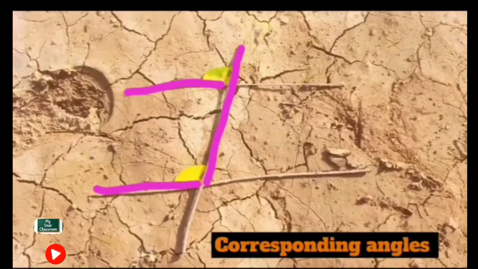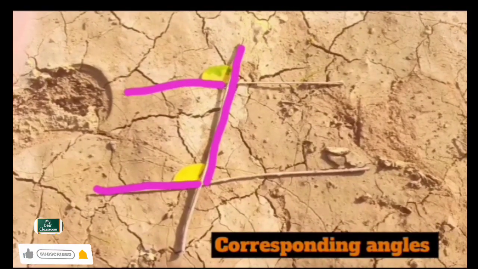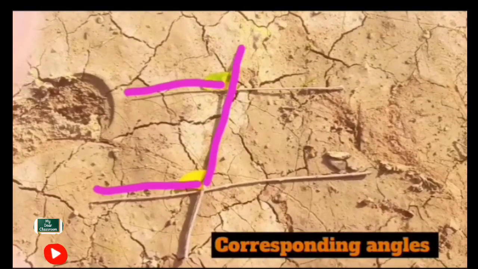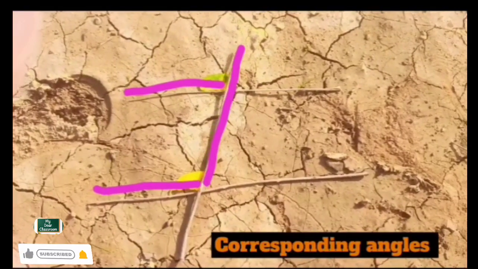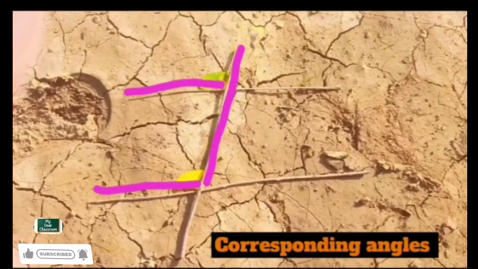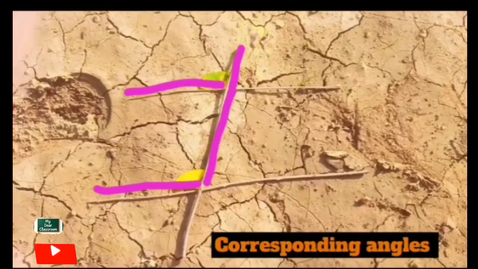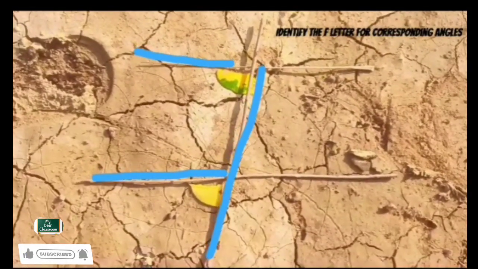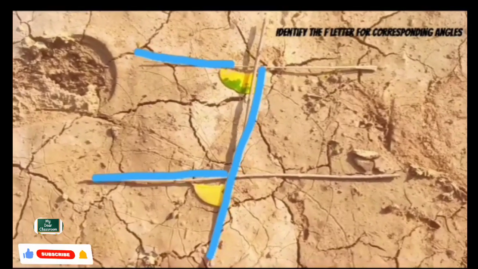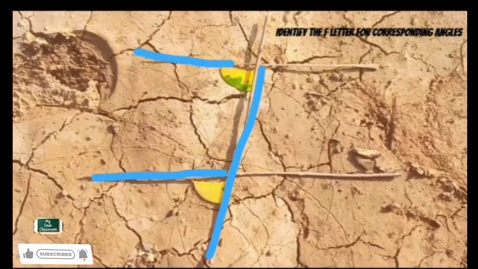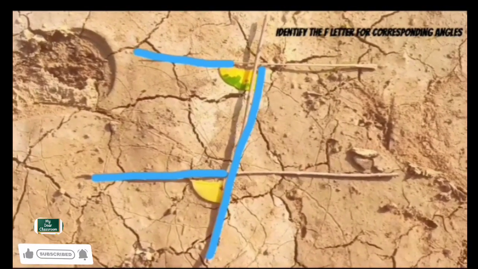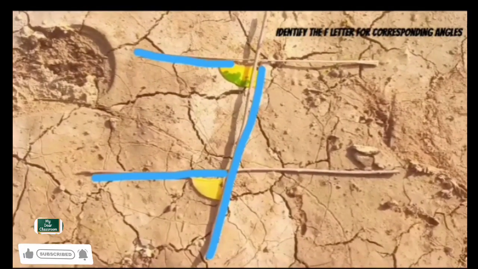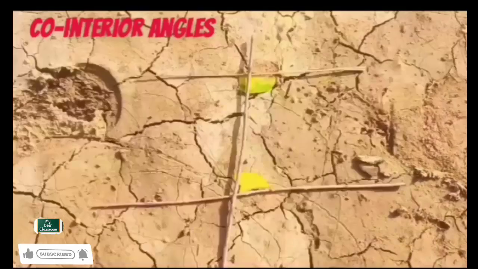So these angles will be called as corresponding angles as they are on the same side of the transversal as well as on the different vertices. One more thing, one is interior, one is exterior. So these are called as corresponding angles. Okay kids, again we have the corresponding angles. As you can see, one is in the interior side, one is on the exterior side, same side of the transversal as well as not on the same vertices. So these are called as corresponding angles.